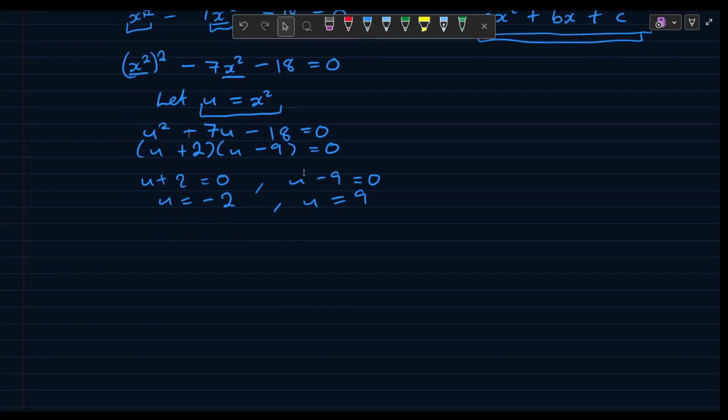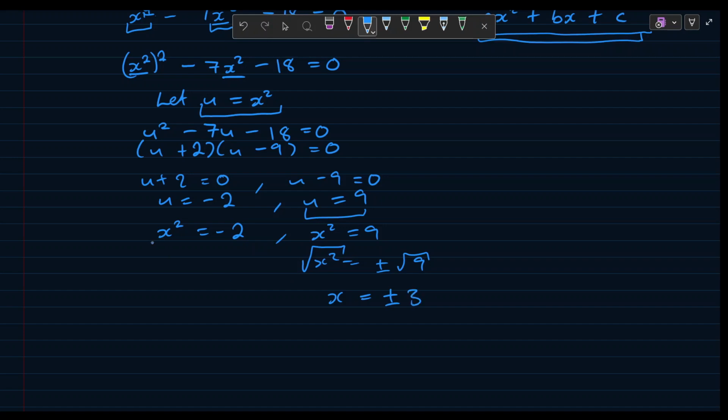Instead of u is equal to negative 2, it becomes x squared is equal to negative 2, because u is equal to x squared. And we also have x squared is equal to 9. I'll start with x squared is equal to 9. We can take the square root on both sides, so we get x is equal to plus or minus the square root of 9, which is plus or minus 3.